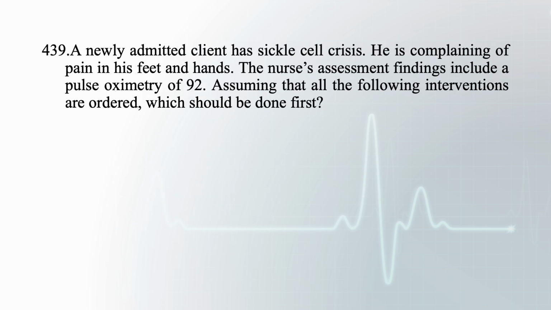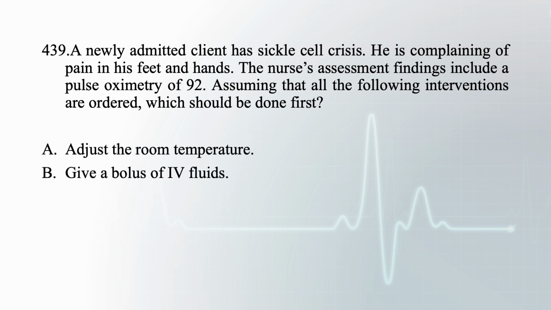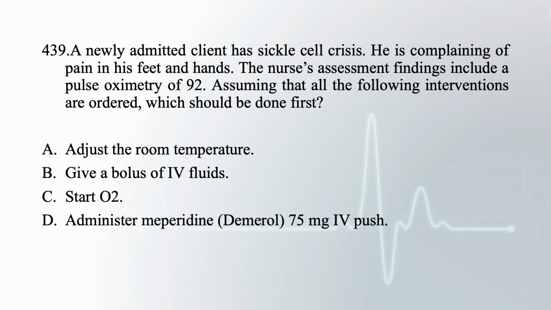Question number 439. A newly admitted client has sickle cell crisis. He is complaining of pain in his feet and hands. The nurse's assessment findings include a pulse oximetry of 92. Assuming that all the following interventions are ordered, which should be done first? Option A, adjust the room temperature. Option B, give a bolus of IV fluids. Option C, start oxygen. Option D, administer meperidine, Demerol, 75 mg IV push. The correct answer is option C, start oxygen.